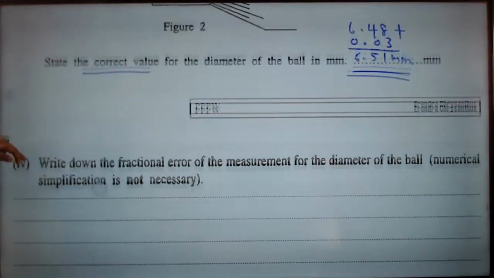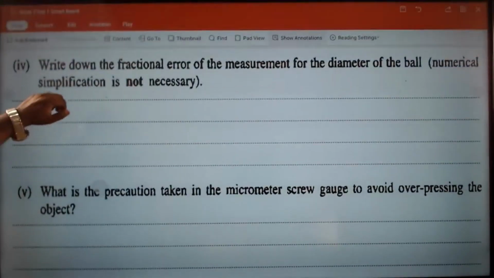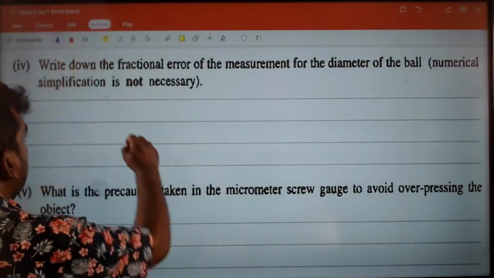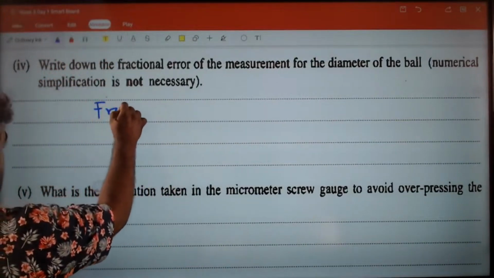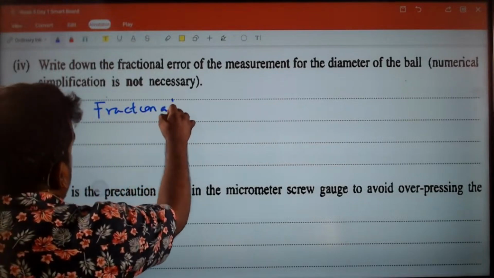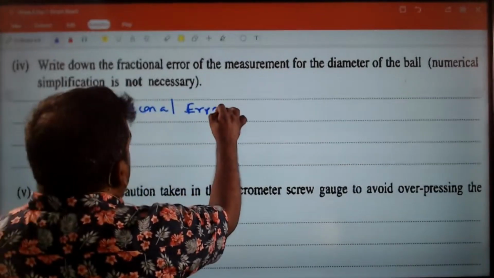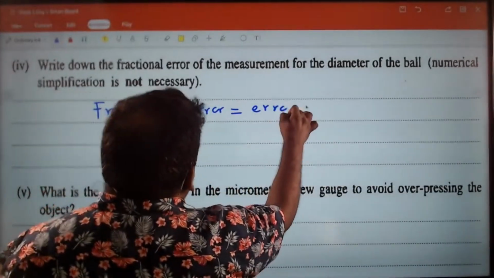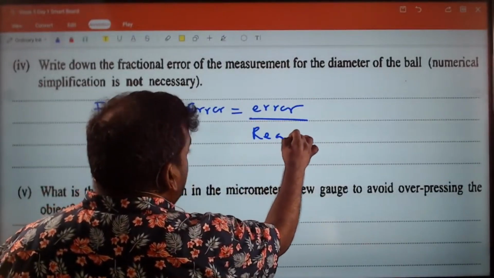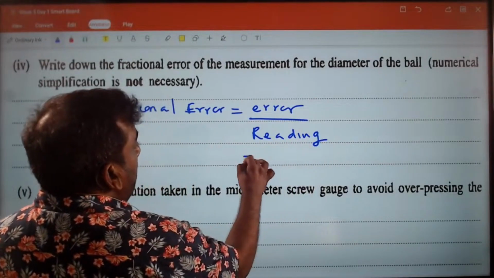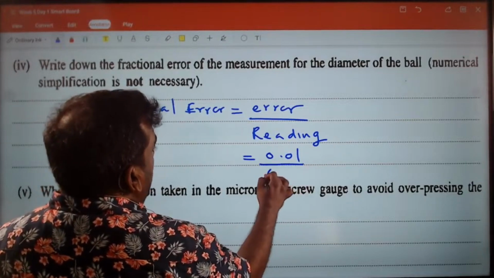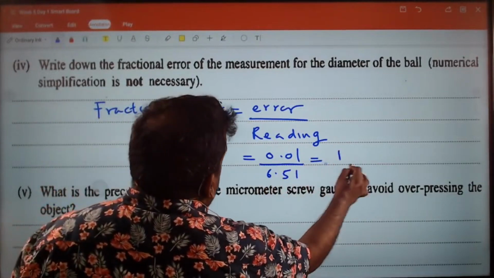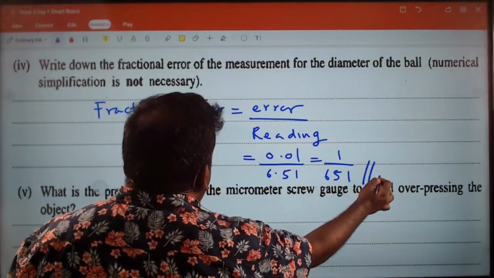Write down the fractional error in the measurement. So fractional error is, don't forget, error divided by the reading. Now reading means the correct reading. Error is the least count 0.01, over 6.51. 1 divided by 651. There you go.